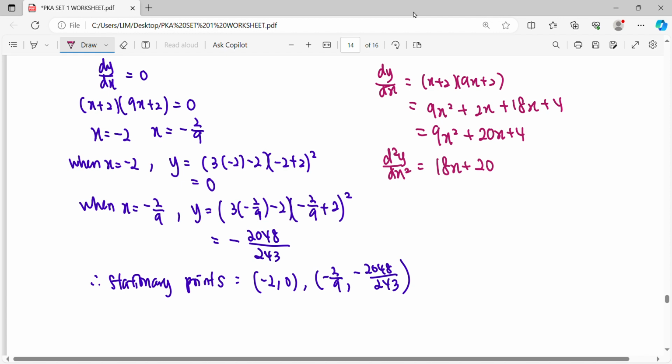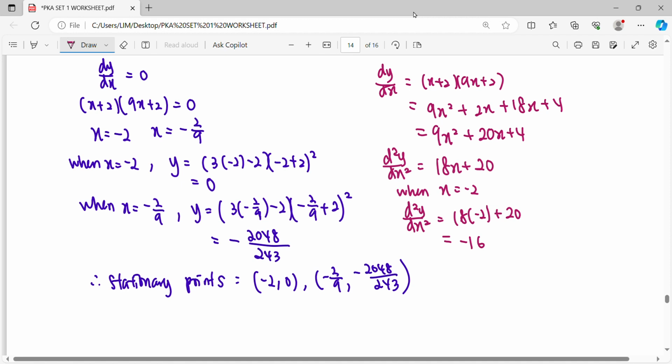So we test for the first point, the first critical number, x equals negative 2. What's d2y/dx squared? What's the second derivative result? We substitute the x coordinate to get the value. The value here is negative 16. So this is the result.